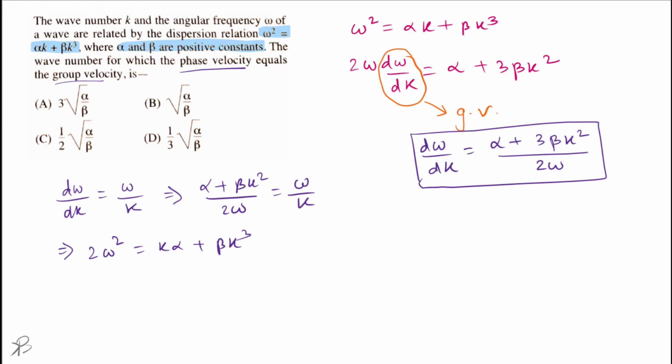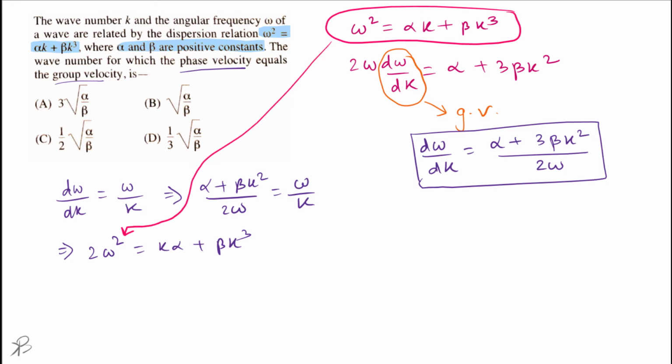Now we already have the value for omega square. So we'll just plug in the value of omega square here. Then what we get is 2 times alpha k plus beta k cube equal to alpha k plus 3 beta k cube. Now if we simplify, this will be 2 alpha k equal to 2 beta k cube.